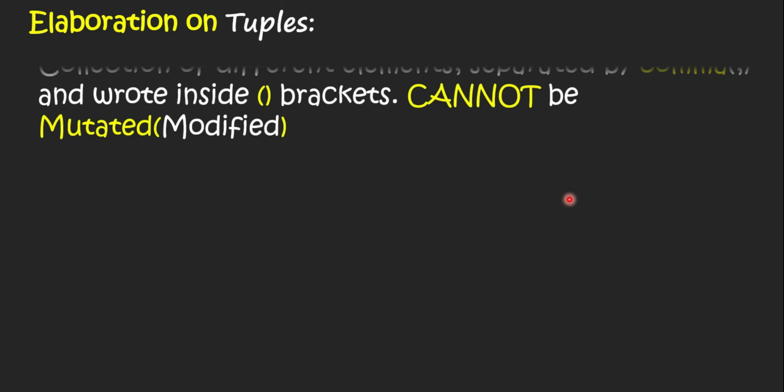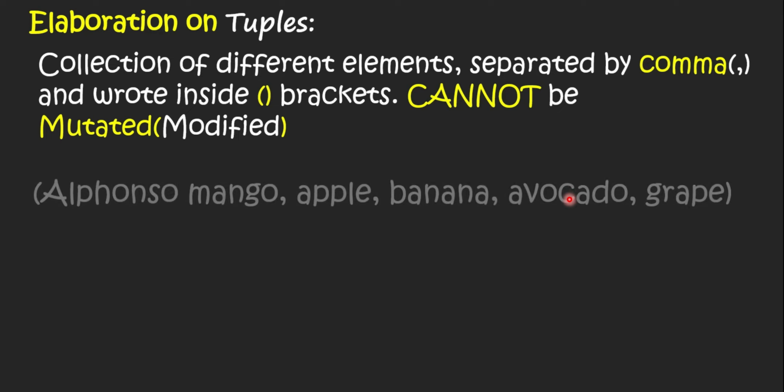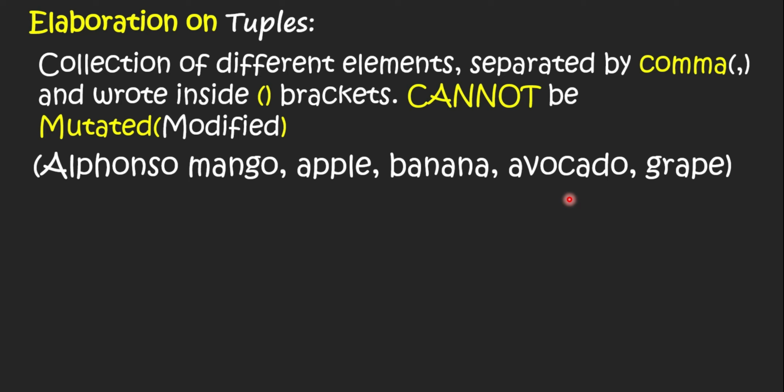Alright, now let's have a look at tuples. A tuple is a collection of different elements separated by commas, and we write it inside round brackets, and it cannot be mutated. That is, it cannot be modified. Mutated means modified. So this is an example of a tuple.